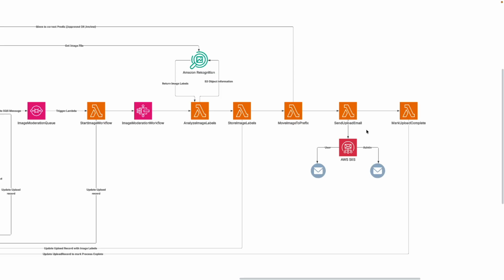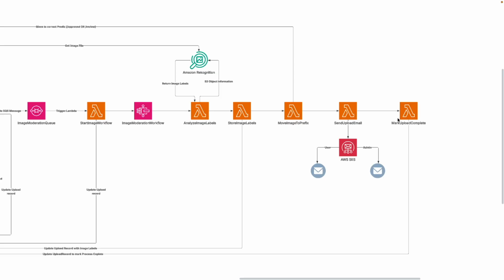One is to the user saying that their submission is under review. And the second one is to the administrators, the platform administrators, to indicate that they need to review one of the images or one of the submissions that has come in from the user. So this Lambda function will send those emails out using AWS SES.